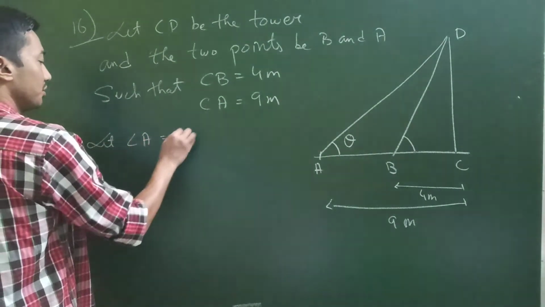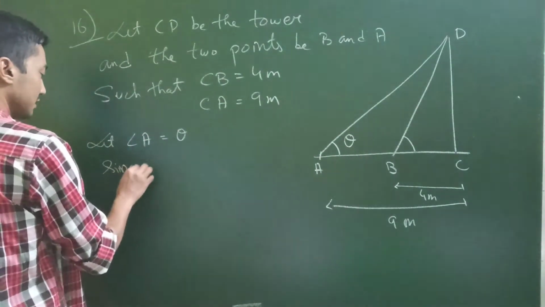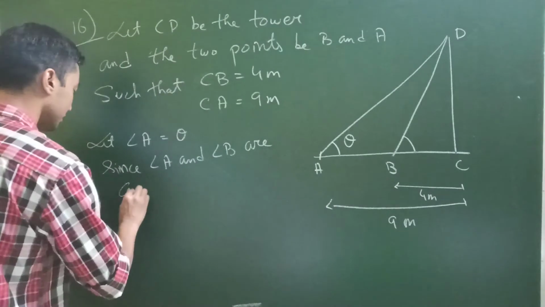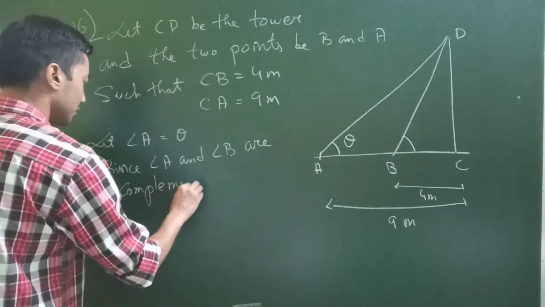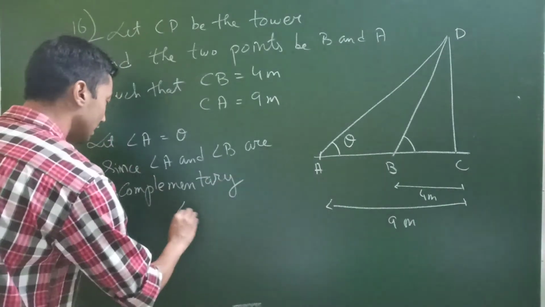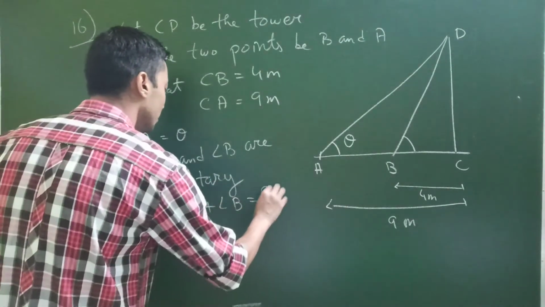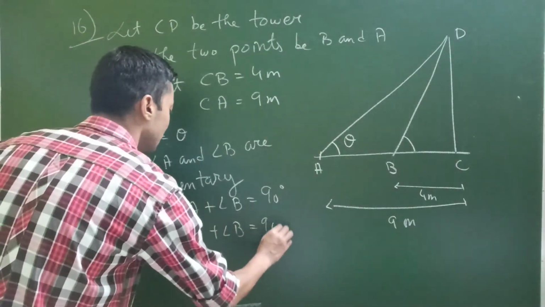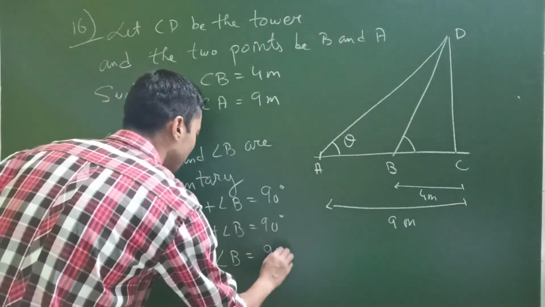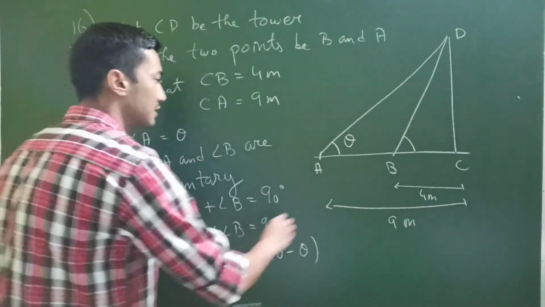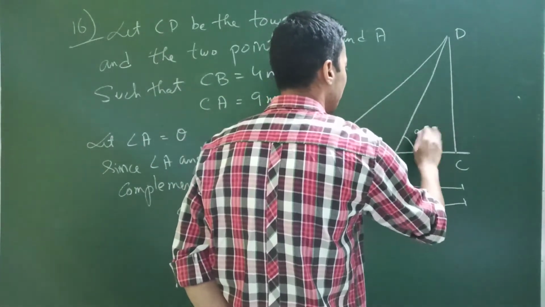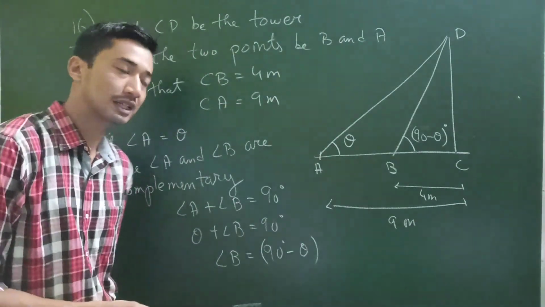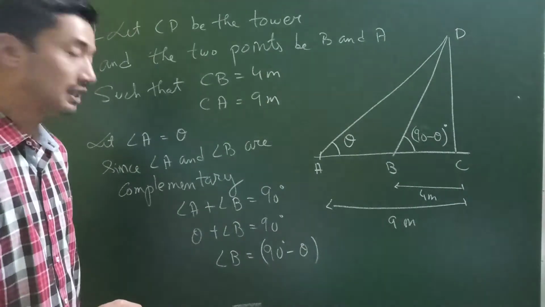Let angle A be theta. Since angle A and angle B are complementary, angle A plus angle B will be 90 degrees. Angle A that we have assumed is theta, plus angle B will be 90 degrees. So angle B will be 90 minus theta, as I just discussed earlier. So this angle is 90 minus theta degrees. Exact numerical figure we cannot say because these are just general assumptions.